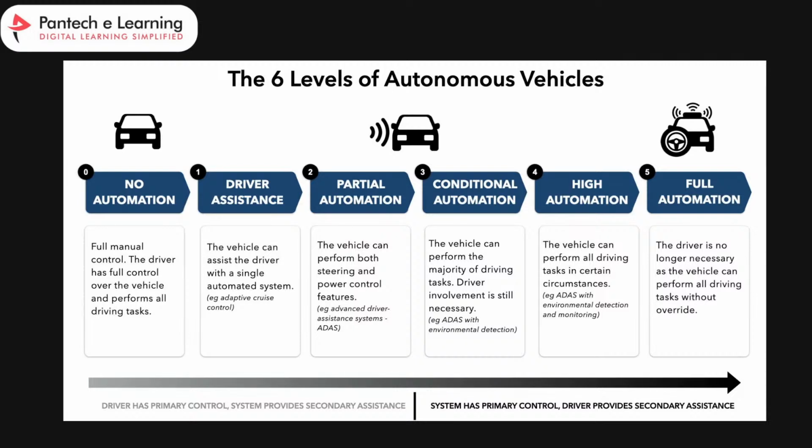So next one is level 5. So here are the fully self-driving cars that require no driver assistance or monitoring. They can operate without boundaries or any conditions. So these are the levels of autonomous vehicle.